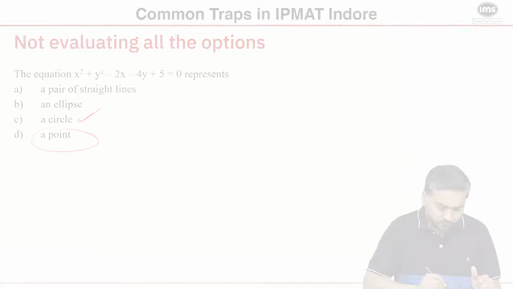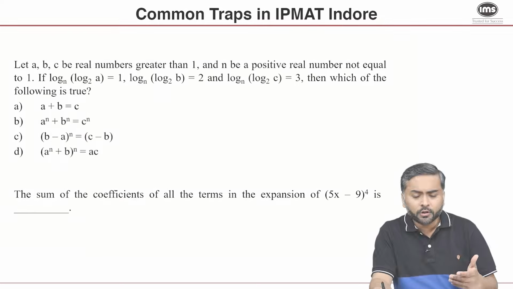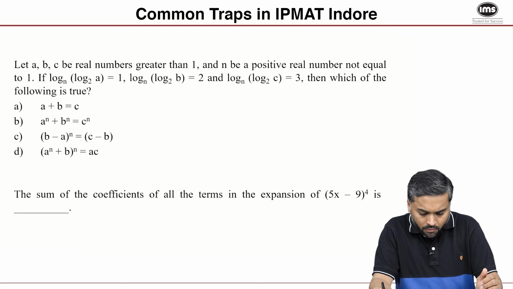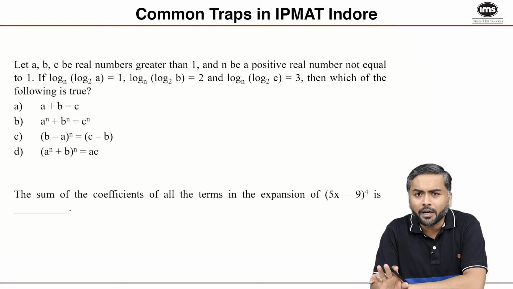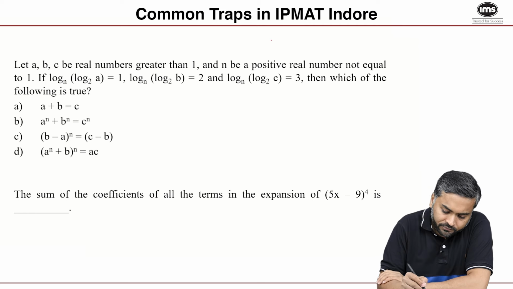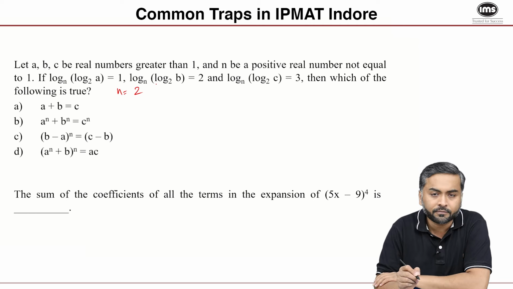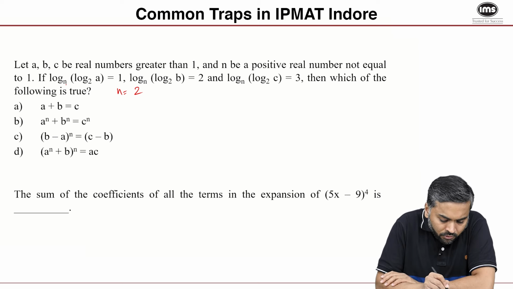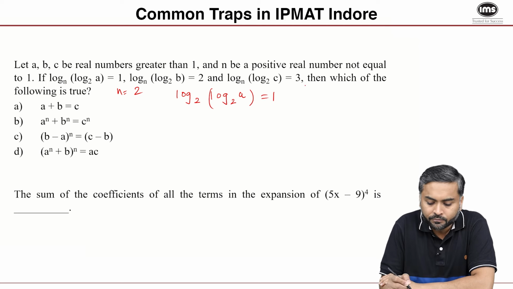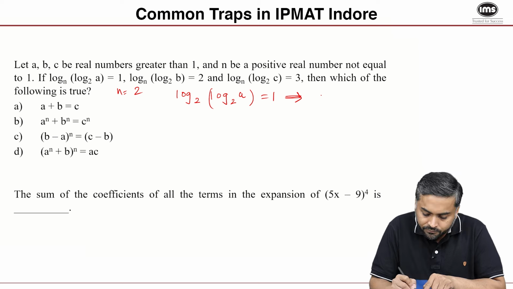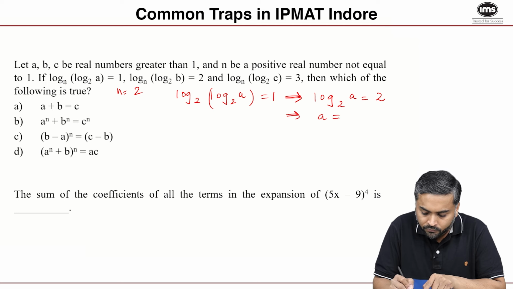That's the next learning. Now moving ahead, if I look at this question, the first question looks very scary. The options are also not very good. But if you are smart enough, and if you assume the value of n here as 2, let's say, then this basically would be log to the base 2, log of a to the base a is equal to 1. This will give me log of a to the base 2 is equal to 2, which will give me a is equal to 4.